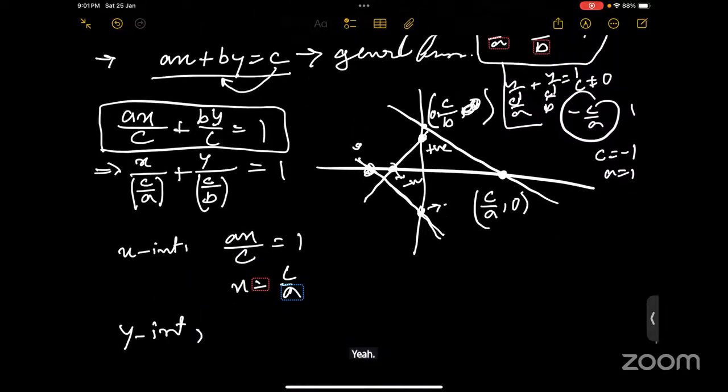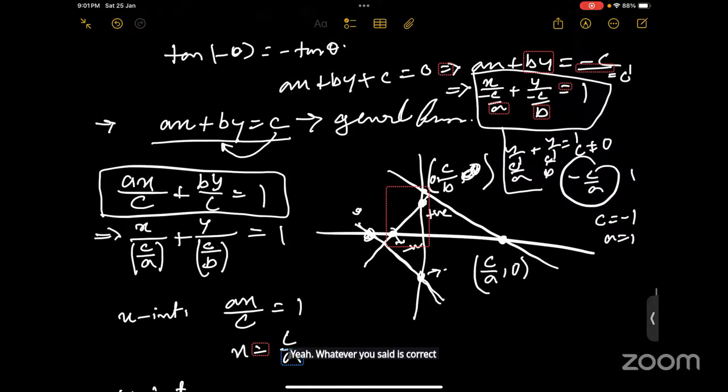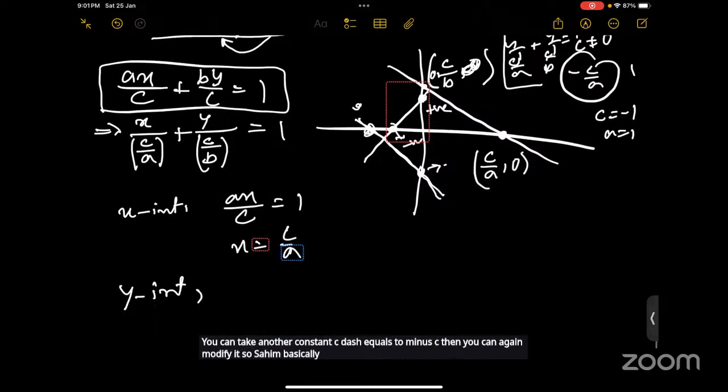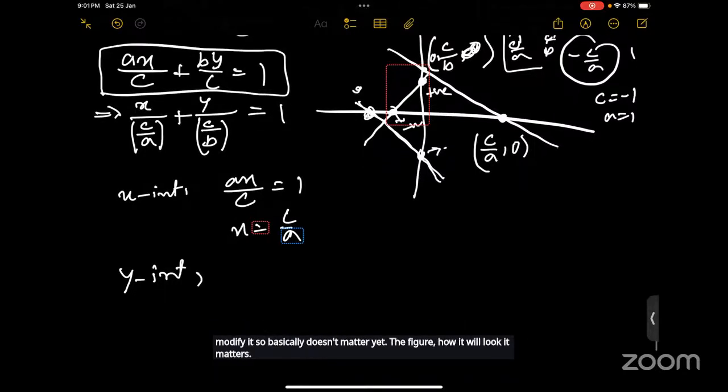Whatever you said is correct, but you can rewrite it, you can modify it, you can take another constant C dash equals minus C, then you can again modify it. So the sign basically doesn't matter here. The figure, how it will look, that matters. Okay, am I clear?